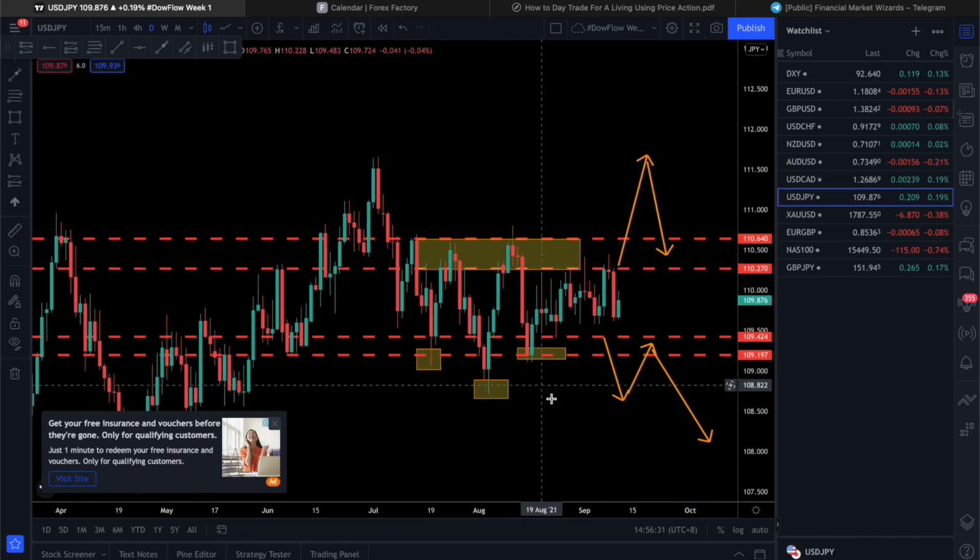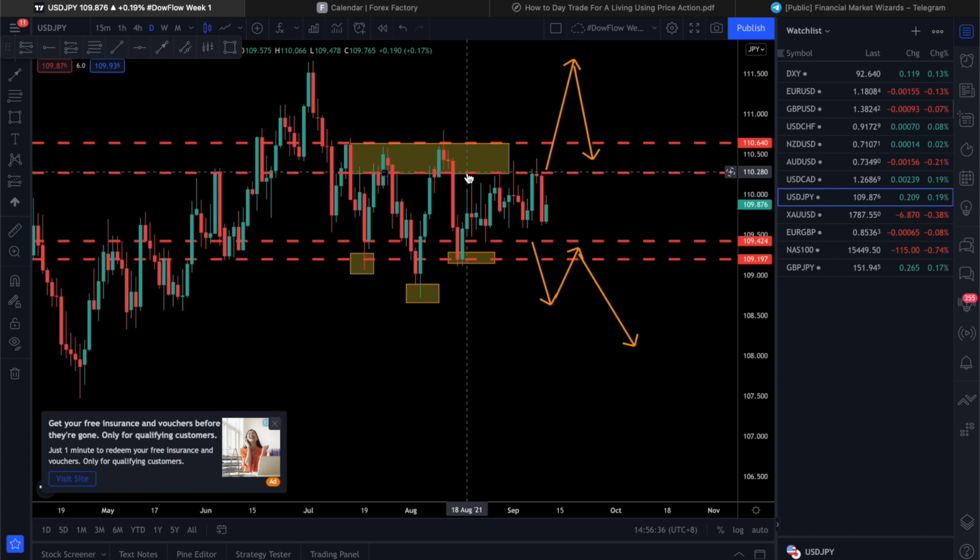Moving on to dollar yen. Again, dollar yen is still in consolidation. It's not going anywhere, so I don't want to spend too much time. Please do not trade dollar yen as much as possible. If you are trading daily time frame, please avoid it because it's still consolidating between the resistance and the support right here.